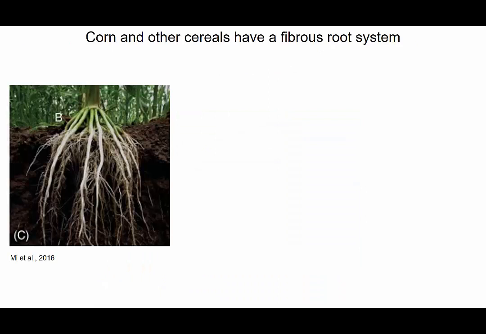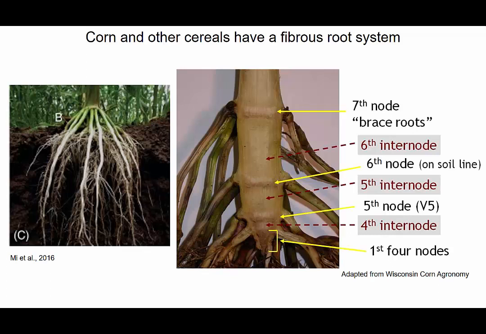So corn and other cereals have what's known as a fibrous root system. This is a side view of a corn plant where the soil has been removed from the root system, so you can see some of the roots. If we were to take a cross section through the stalk, what you see is these roots are arranged around nodes of the stalk.